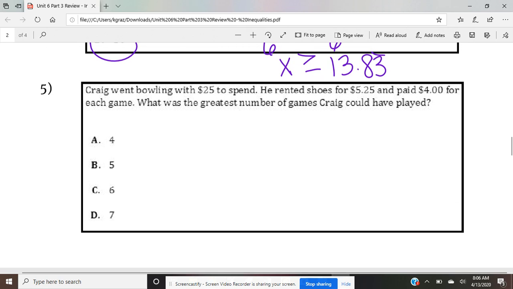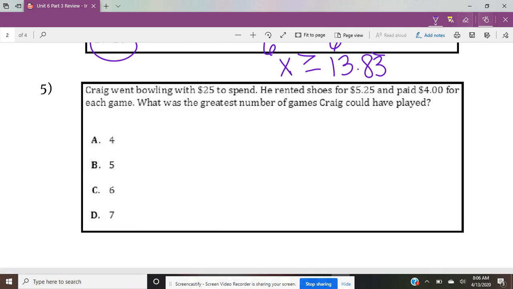Okay, so one more for today. Craig went bowling with $25 to spend. That's all he's got. He rented shoes for $5.25, and then he paid $4 for each game. Again, each has been in every single one of our problems. This is a huge word that we need to always notice. It means multiply, and it's telling you what we're multiplying by for each game. So it's $4 for each game, so we're going to be multiplying 4 times the number of games. What is the greatest number of games?